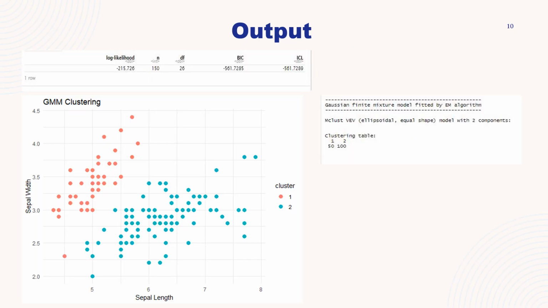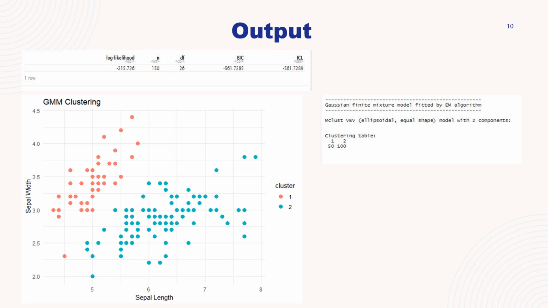The output of applying the GMM algorithm on the iris data set gives us two clusters. On the left hand side of the screen, we see the clustering table that is giving us the components of each cluster. The first cluster has 50 data points and the second has 100 data points. We can see the visualization on the right side of the window.